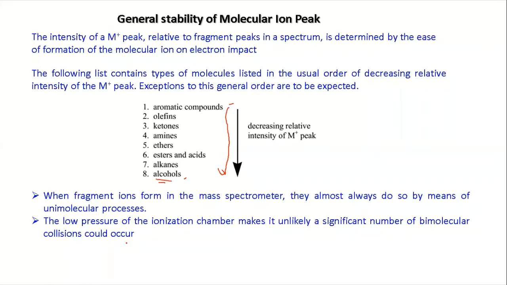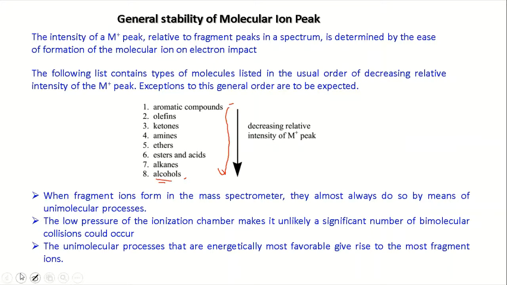So instead, what will happen? The individual molecular ions will be far away from each other, and they will undergo the decay or fragmentation process by the unimolecular route. The unimolecular processes that are energetically more favorable give rise to the most fragment ions. So if you have more energy and a chance of more stable ion generation, that molecule will undergo fragmentation.